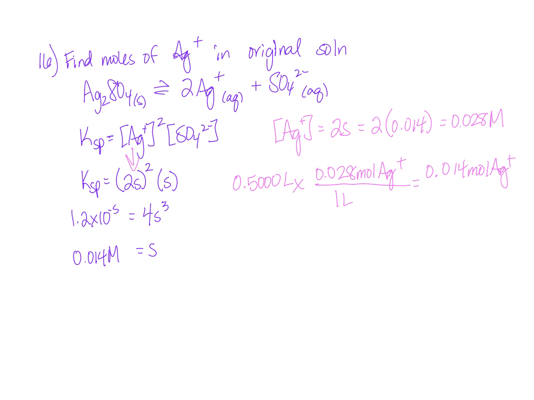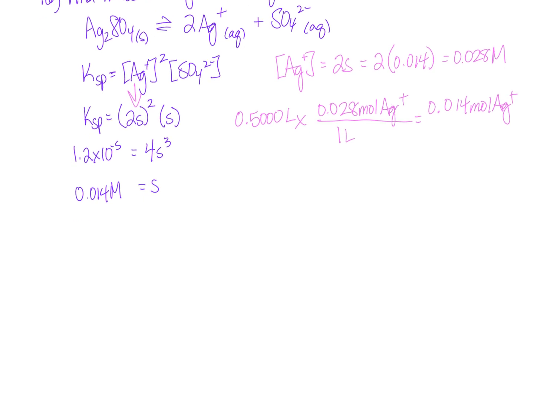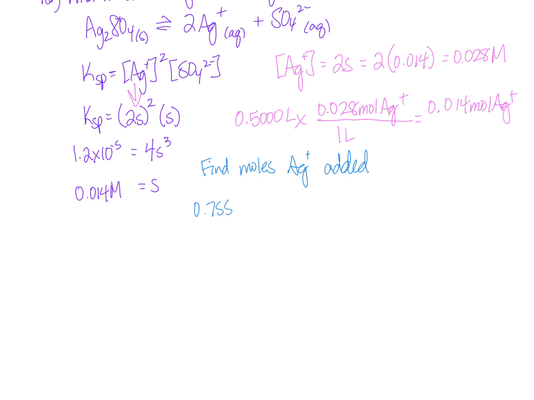Now I need to think about how many moles am I adding. So it said that I added, I'll write us another note. Find moles of Ag plus added. That's what we're doing now. So it said that we added 0.755 grams of AgNO3. So what I can do is I can change this to moles using my molar mass.